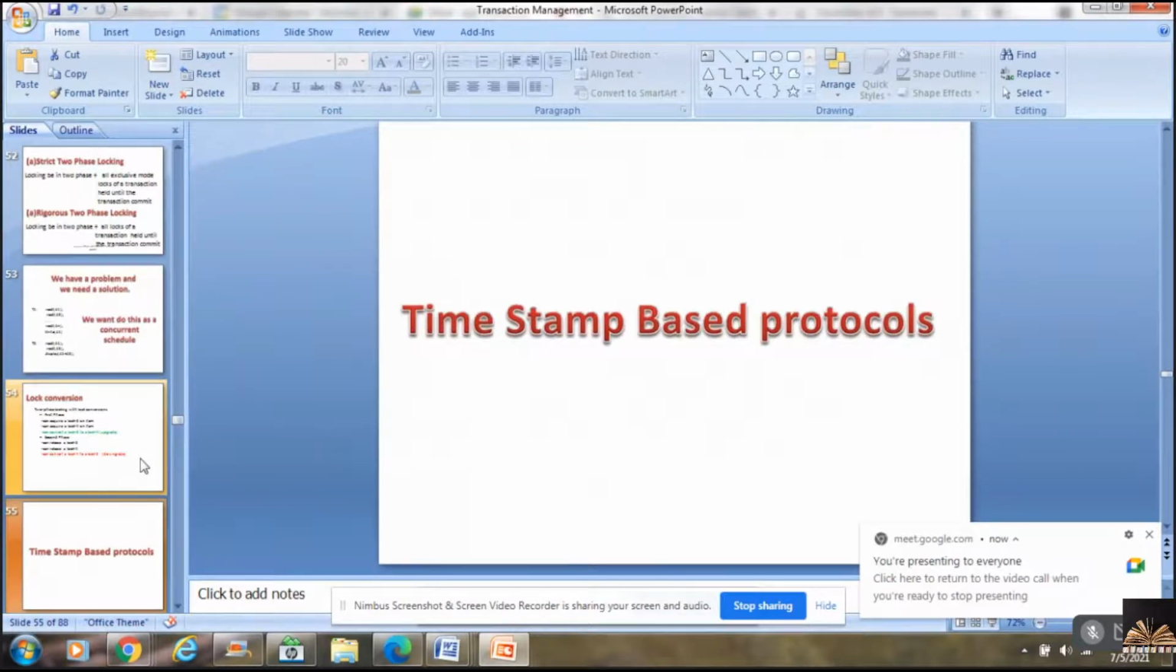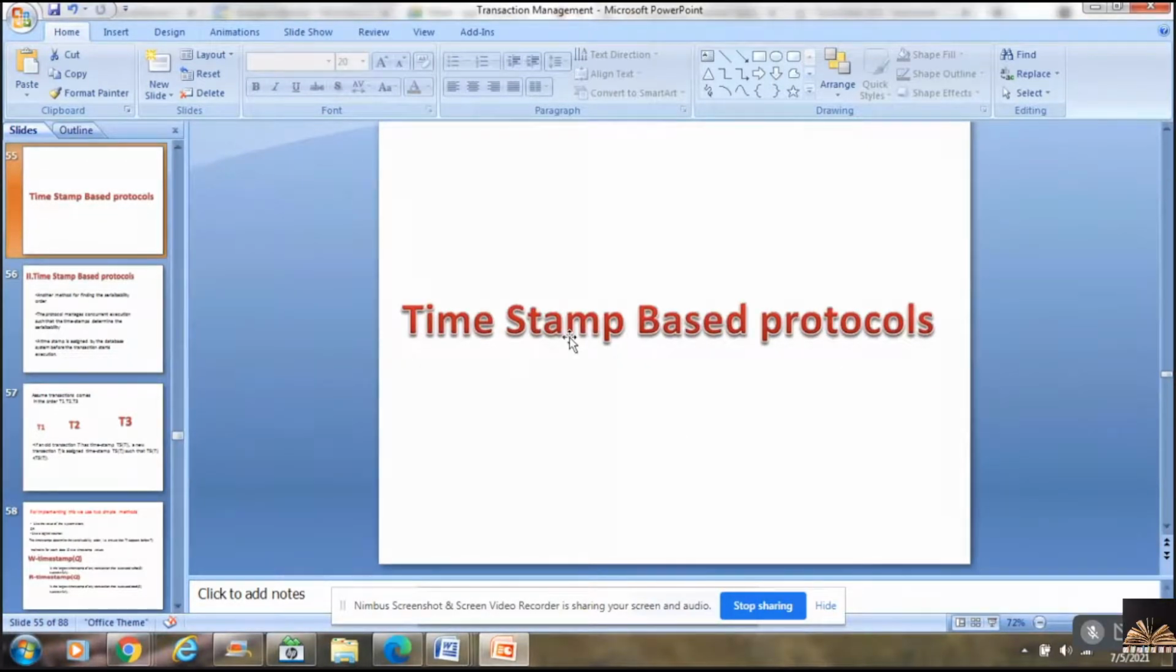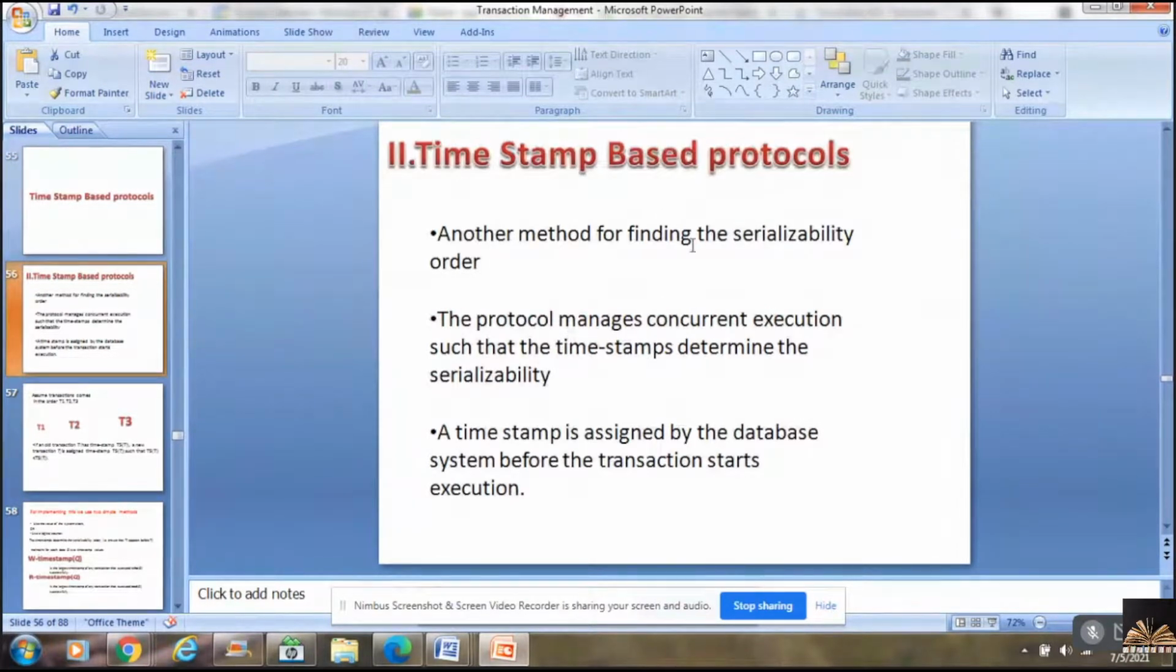Now the next one is timestamp based protocols. The next one is timestamp based protocols. This is one more method for finding the serializability order, and the protocol manages concurrent executions such that the timestamps determine the serializability.